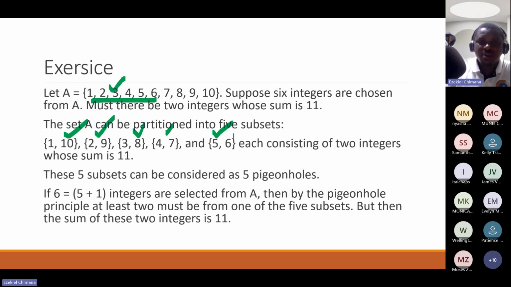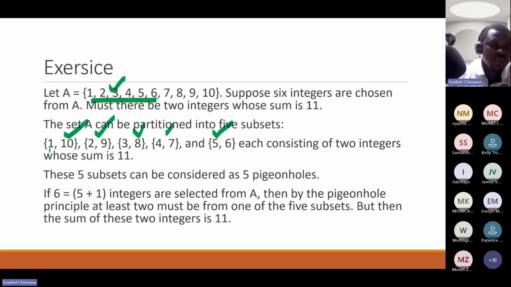We want to assign the pigeons into holes, right? So it's obvious that if you are going to put 6 numbers, there is going to be one hole which is going to have at least two items. So if 6, which is 5 plus 1, integers are selected from A, then by the pigeonhole principle, at least 2 must be from one of the 5 subsets, but then the sum of these 2 integers is 11. So it's just possible.